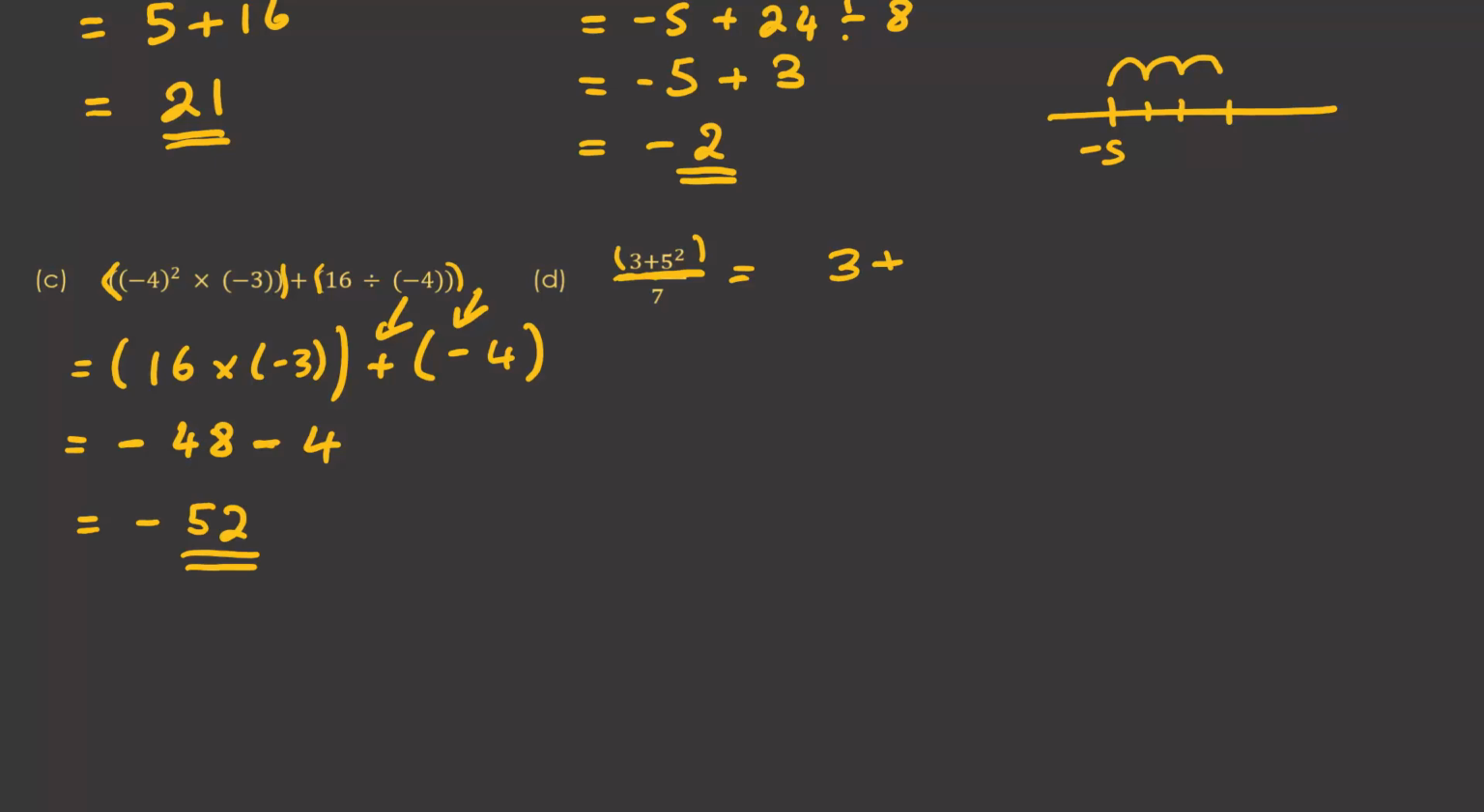5 squared is 5 times 5, which is 25. And then we're going to divide by 7. Now we do the addition on top, which is 28 divided by 7. And then the answer to that one is 4.